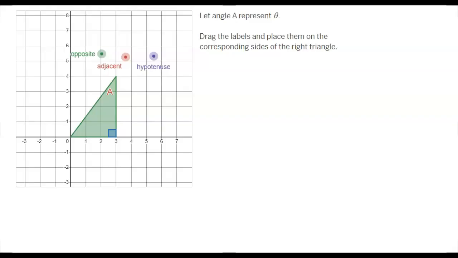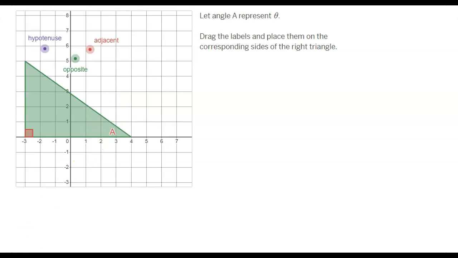In this lesson, we're going to talk about the sine and cosine ratios. Here, we're going to let angle A represent our theta. When we let angle A represent our theta, we can draw an arrow to the opposite side. The hypotenuse is always the longest side, and the adjacent is next to angle A.